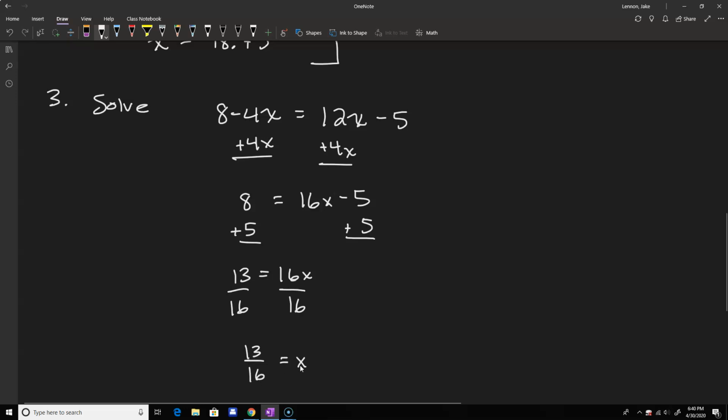So that's all there is to it. Just pick a side for x, pick the other side for regular numbers, and then move those via addition and subtraction until the x is on its own on one side. Then once that happens, we divide by whatever its coefficient is, and that gives us our solution.